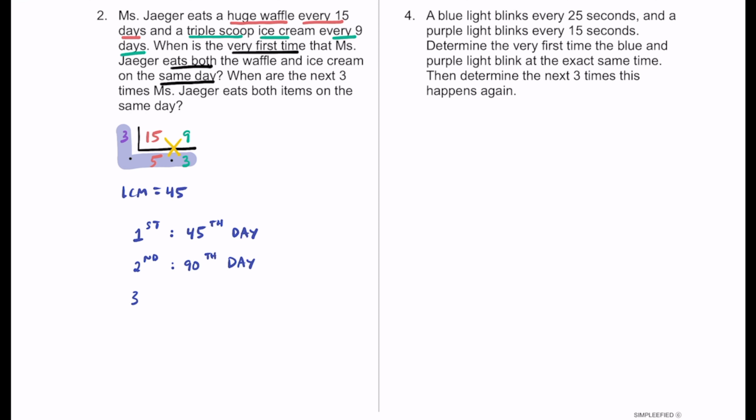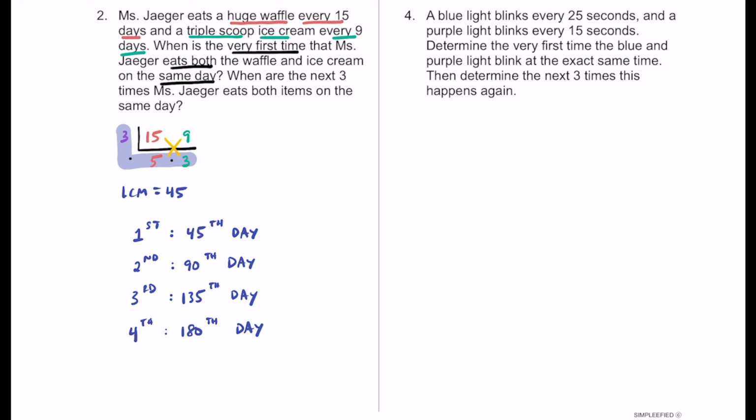When's the third time going to happen? That's going to be 45 days later, on the 135th day. And then the next time after that is going to be 45 days after that. So 45 after 135, that's going to be the 180th day.